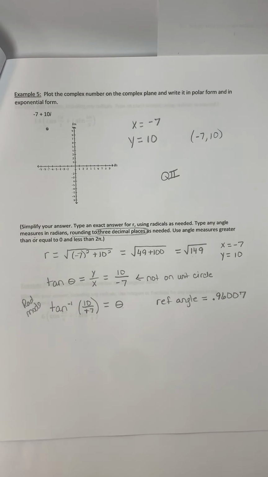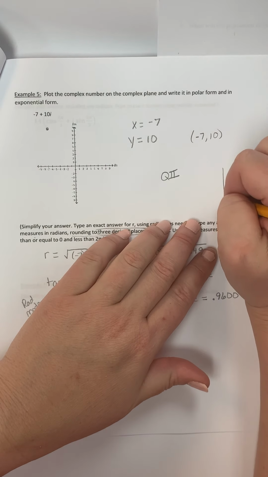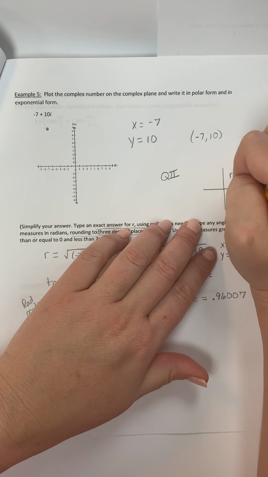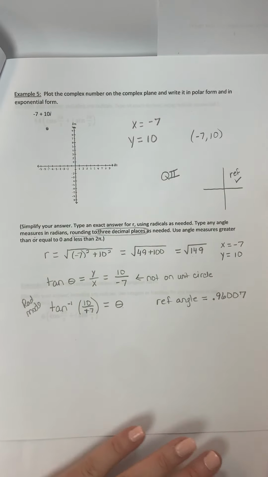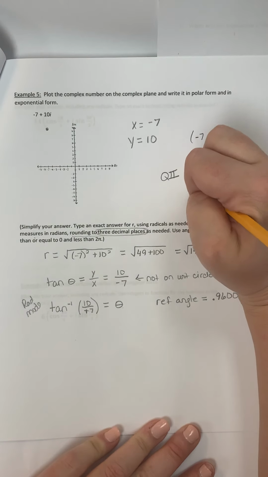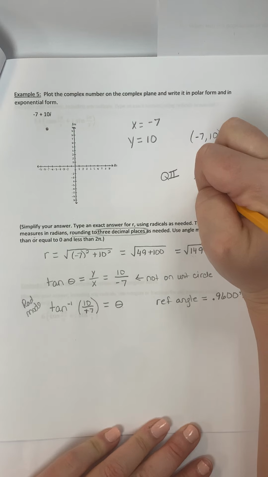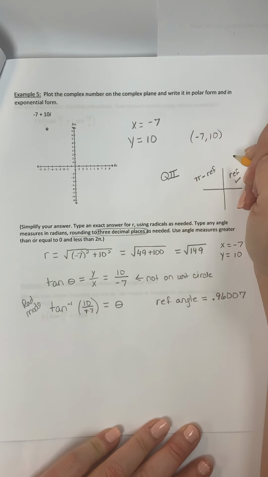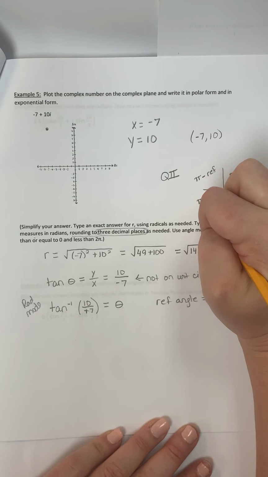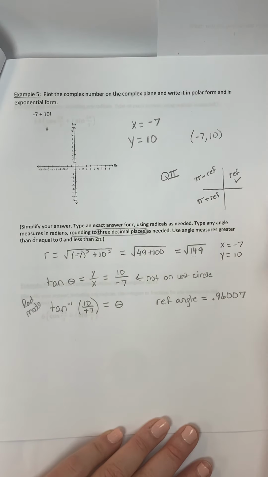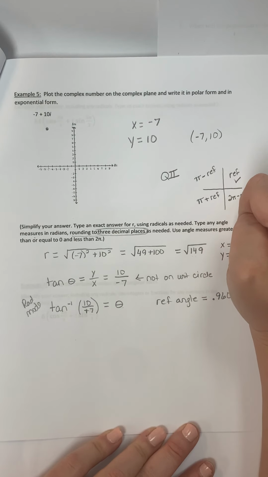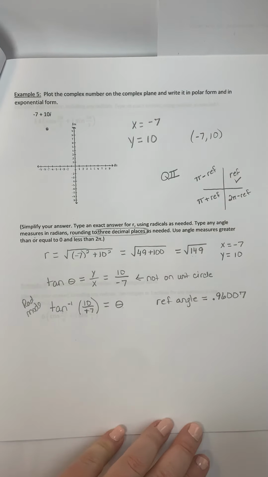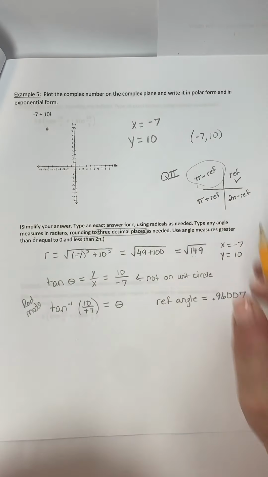All right, so let's see if we can remember what to do when we have a reference angle. I'm just going to draw it right here. If you have a reference angle and you're in quad 1, you're good to go. That is your angle. If you're in quad 2, you're going to have pi minus your reference angle. If you're in quad 3, you're going to do pi plus your reference angle. If you're in quad 4, you're going to have 2 pi minus your reference angle, okay? We happen to be in quad 2. That's where we want to be.